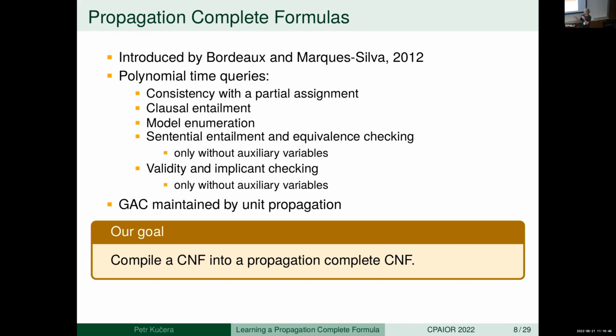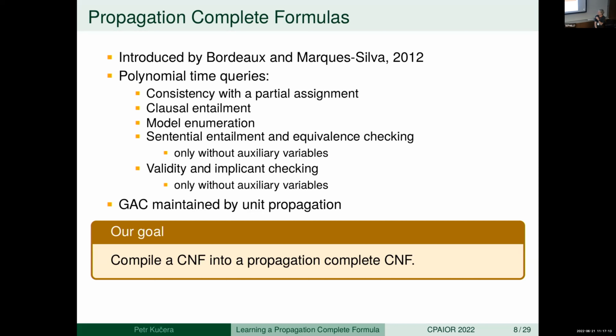But also from the perspective of constraint programming, if we have a constraint encoded using a propagation complete formula, then basically we get generalized arc consistency maintained by just unit propagation. So our goal here is to take any formula and compile it into a propagation complete formula. So that's what we want to solve.